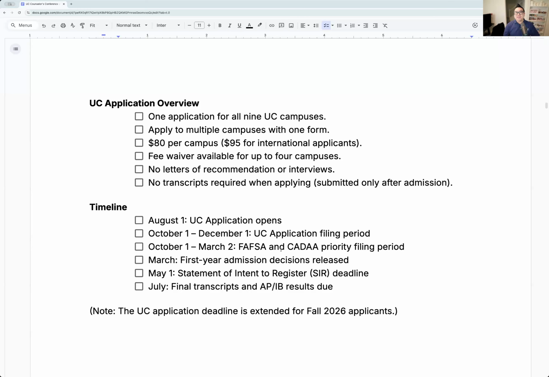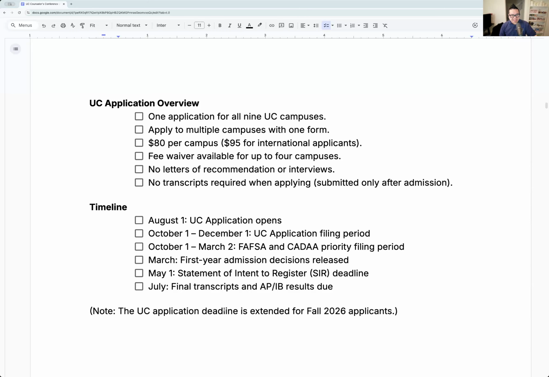And then there's also FAFSA. FAFSA is out, so make sure you do that as well, too. And then in the month of March, all the UCs release decisions on different days, so you'll find out there. By May 1st, you have to submit your intent to register, the SIR. You basically commit to one school. Every other school assumes that if they didn't hear back from you, you didn't want to go, so they take everything back. Make sure you submit to at least one school by May 1st. Then to that one school, you submit your transcripts and all your test scores and everything that you did previously.